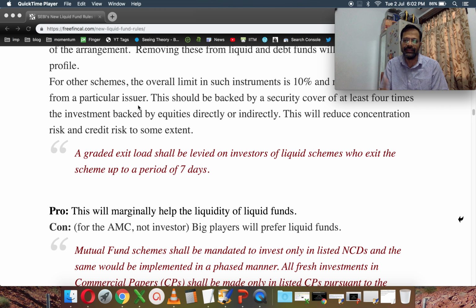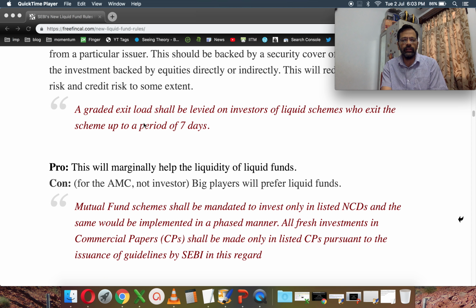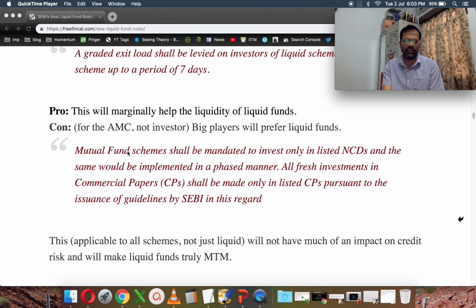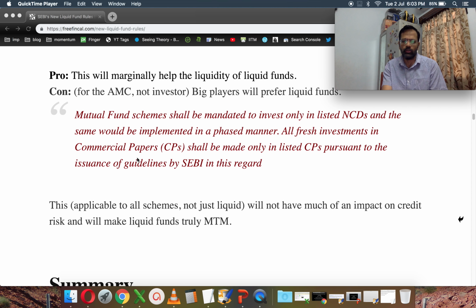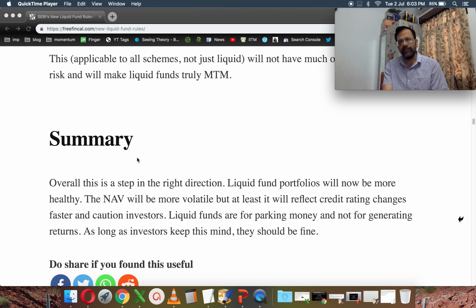The moment somebody says exit load, we should not worry too much about it. Liquid mutual funds, this is for all funds, will be mandated to only invest in listed debentures and listed commercial papers, which is fine. And I think it's just another way to ensure the funds are marked to market. So that's about it. It's a very good step.